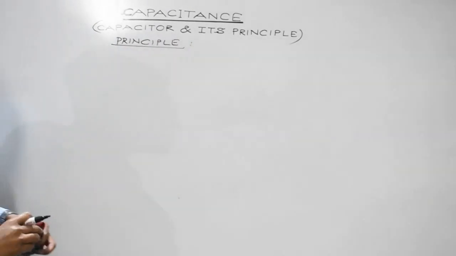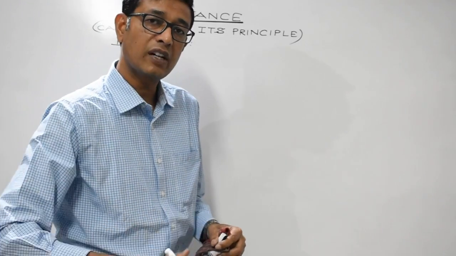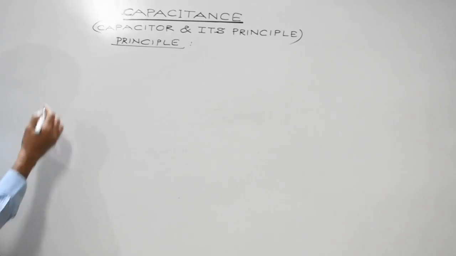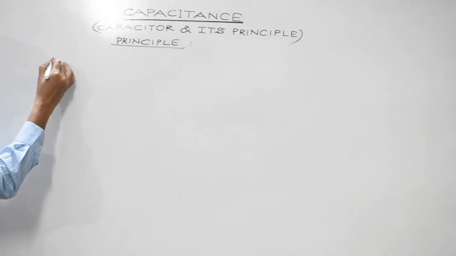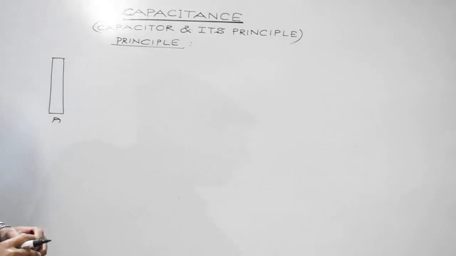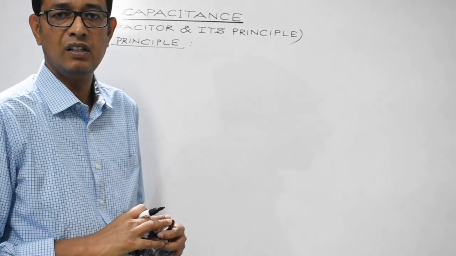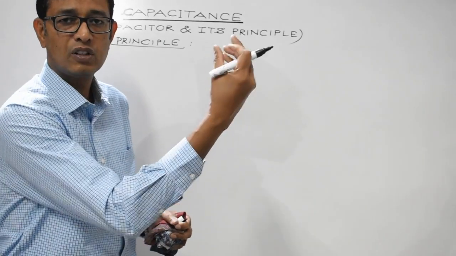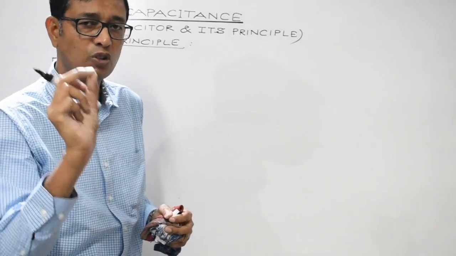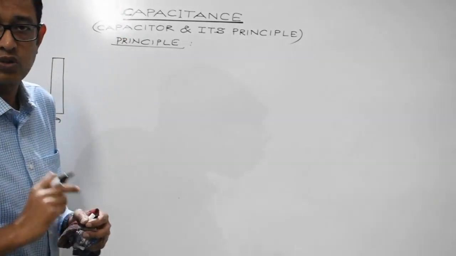Let's try to understand the principle on which the working of a capacitor depends, right? Let us consider a conductor A over here. As I told you, every conductor has some charge storing ability. Whether it is a small pin or a small nail, if you give charge to it, it will definitely store some amount of charge, right? So this is a conductor. Obviously, it will have some charge storing ability.